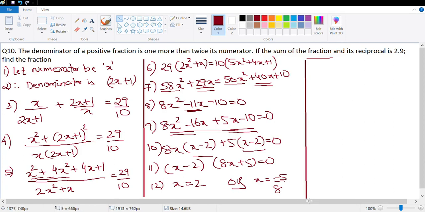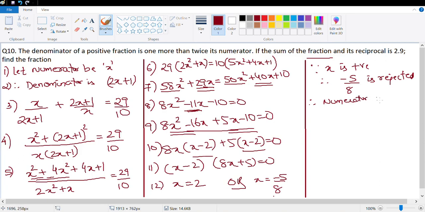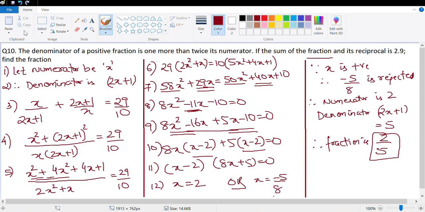Now since we are talking about a positive fraction, and since x is positive, therefore negative 5 upon 8 is rejected, which means numerator is 2 and denominator is 2x plus 1, which is 2 into 2, 4, plus 1, that's 5. So they want us to find the fraction, therefore the fraction is 2 upon 5. That's the final answer. Good. Let's look at the next question. The next question that we are doing is question number 12.